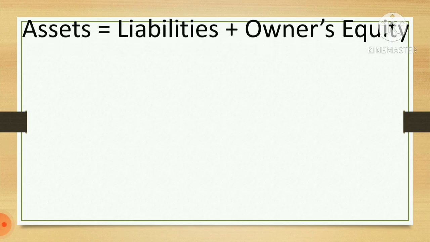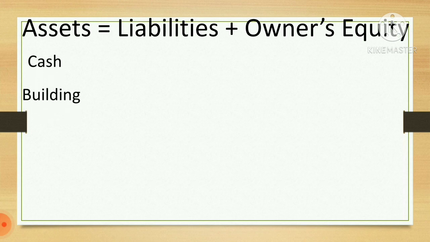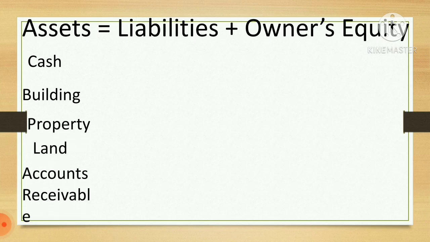The purpose of this video is to help you analyze the effects of business transactions as well as to understand the basic accounting equation. Do you remember the basic accounting equation? You're probably right. That's assets equals liabilities plus owner's equity. Now, what are assets? These are what the company owns that will give future benefit to the company. For example, cash, building, property, land, accounts receivable.